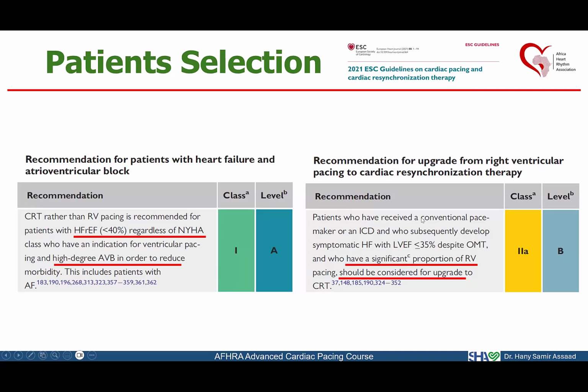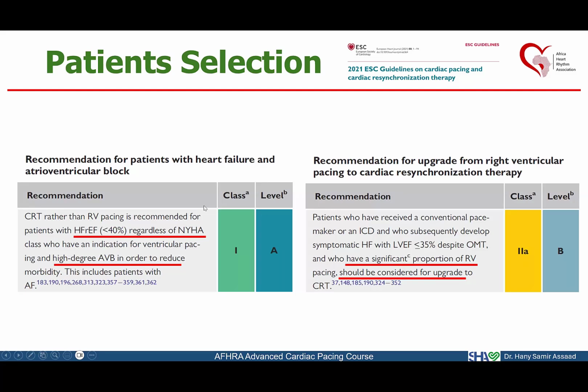Patients who have received a conventional pacemaker and have shown a significant proportion of RV pacing and have started to be symptomatic with an ejection fraction less than 35% are also indicated with a class 2A indication, so should be considered for an upgrade to CRT.